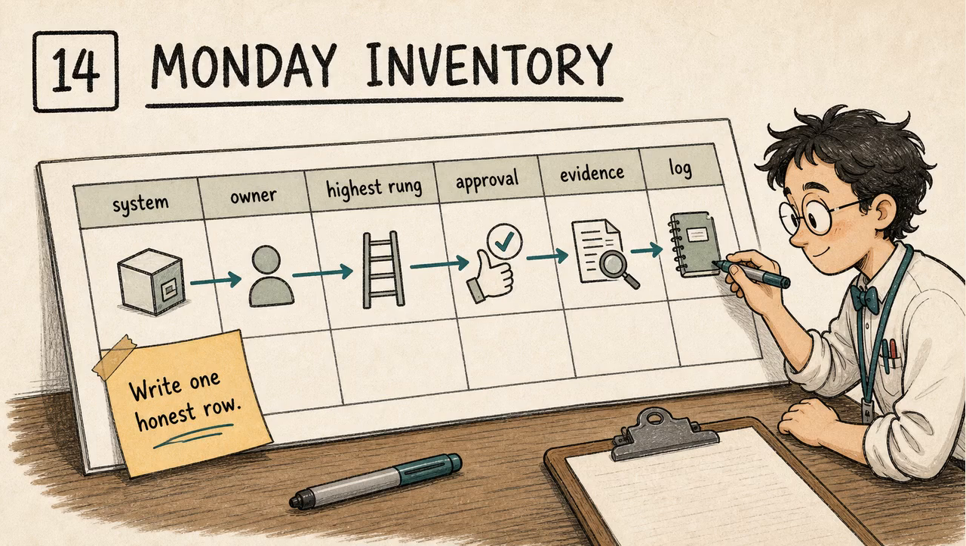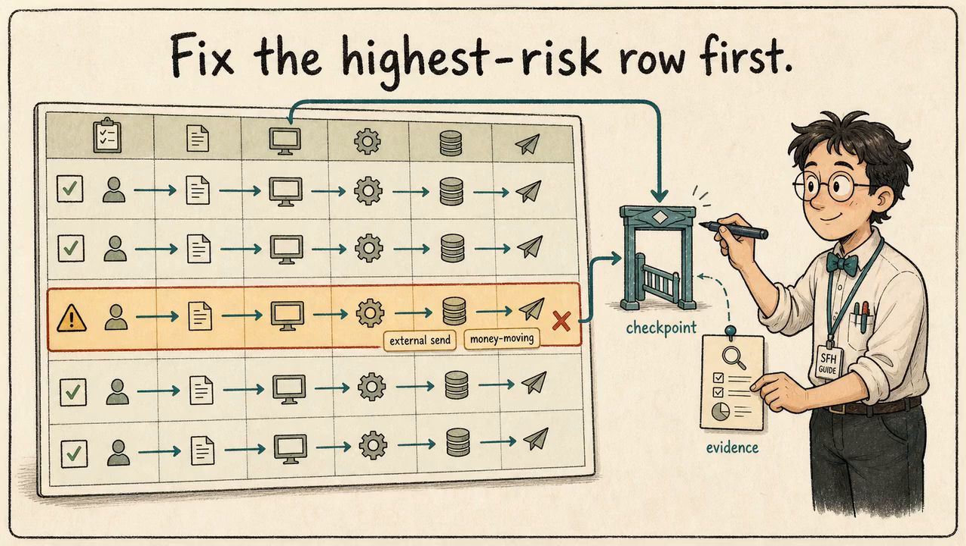Here's the practical move. Pick one AI tool connection you already use or plan to use. Write 1 row for it. Name the system it connects to. Name the owner. Name the highest rung it can reach on the ladder. Then add 3 operational facts. First, where does approval happen? Second, what evidence is shown before the risky action? Third, where would you look if something went wrong?